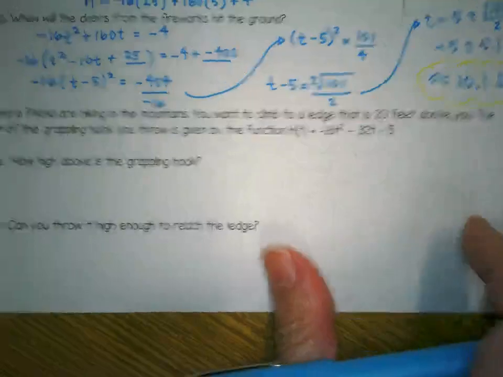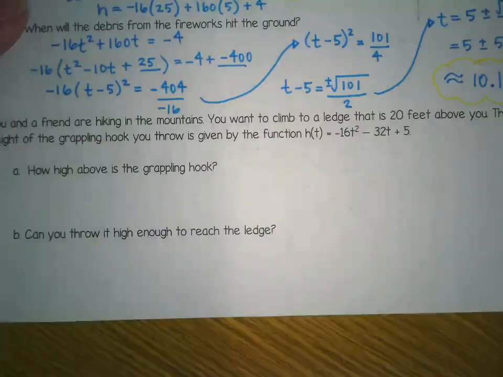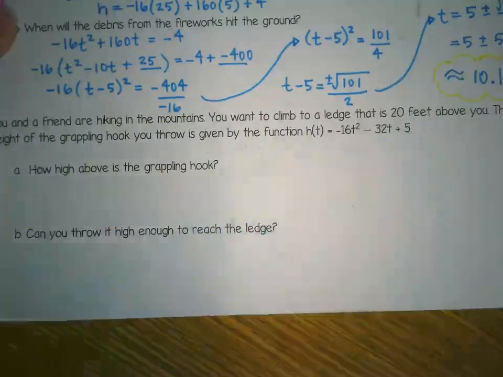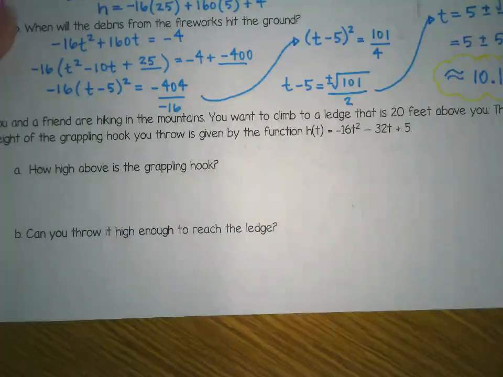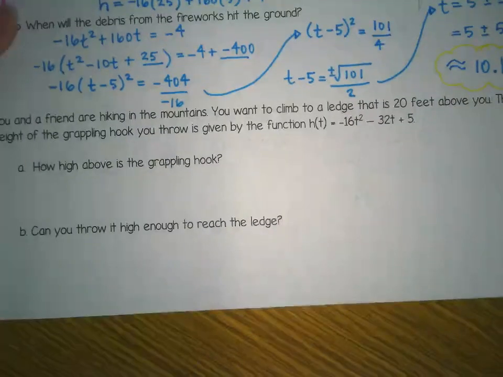All right, last one. Here we go. Okay, you and a friend are hiking in the mountains. You want to climb to a ledge that's 20 feet above you. The height of the grappling hook you throw is given by this equation right here. So how high above is the grappling hook? And then can you throw it high enough to reach the ledge?